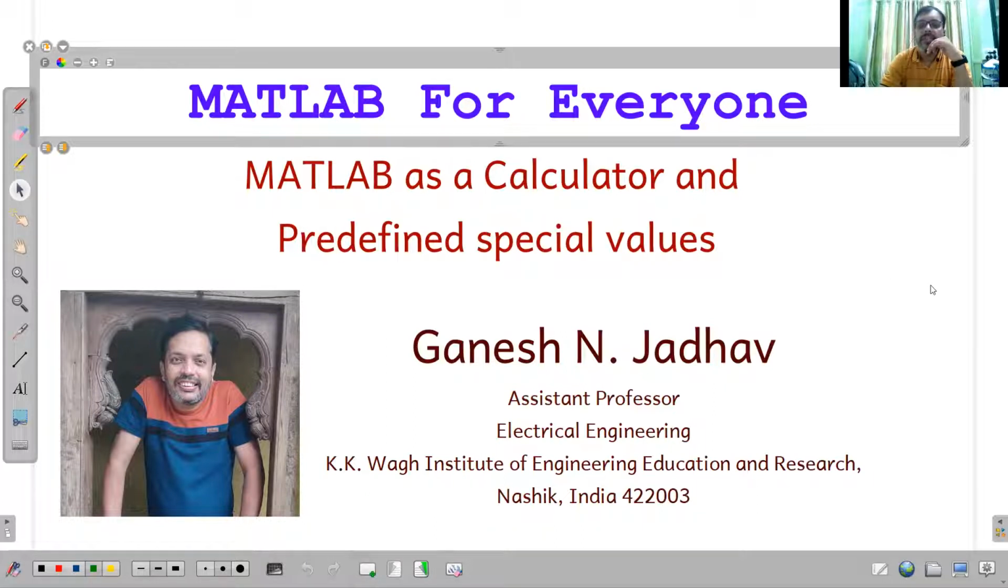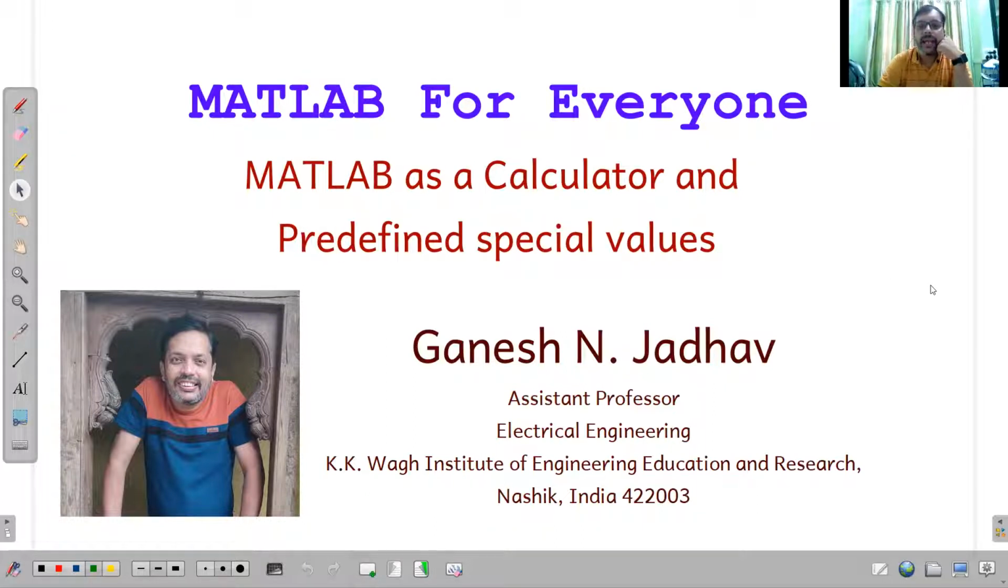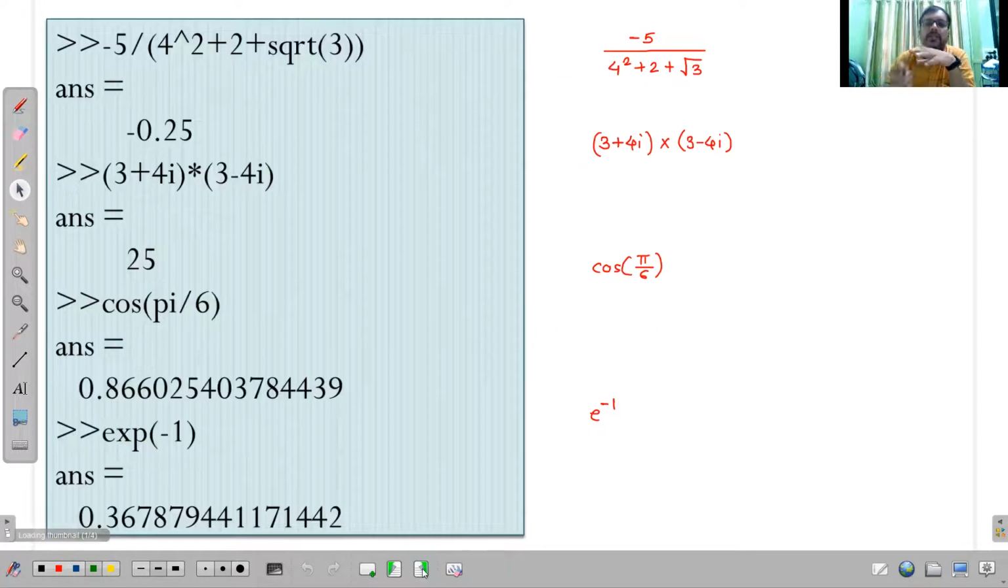Today I'm going to discuss MATLAB as a calculator and some predefined special values which are used in MATLAB. I'm an assistant professor at KK Institute of Engineering Education and Research, Nashik. Welcome to the course of MATLAB for everyone. Let's see how we can use MATLAB as a calculator.